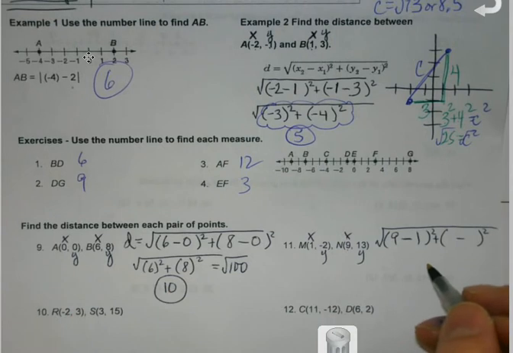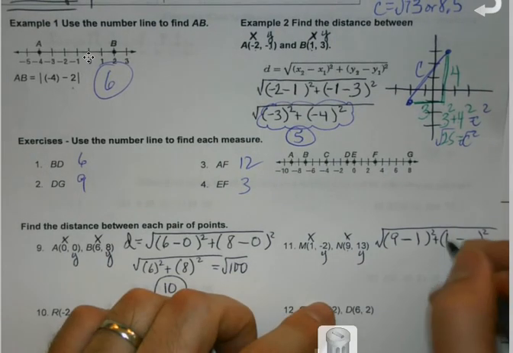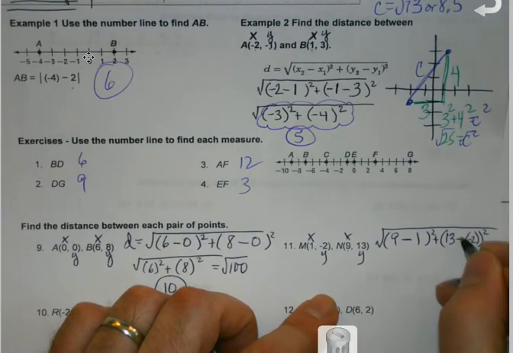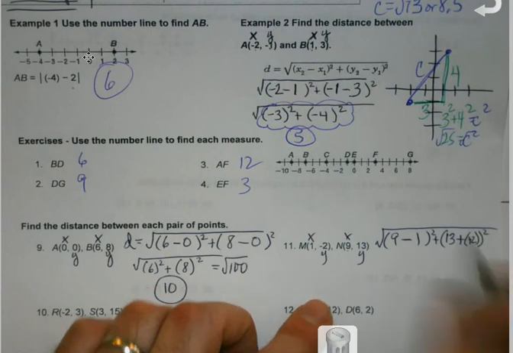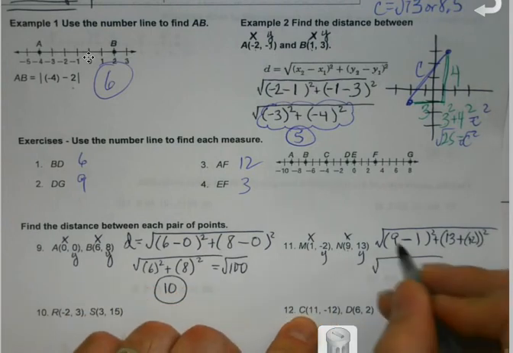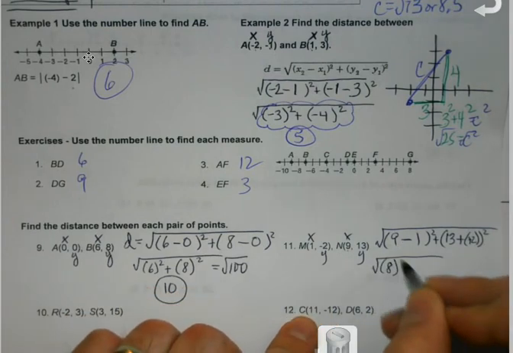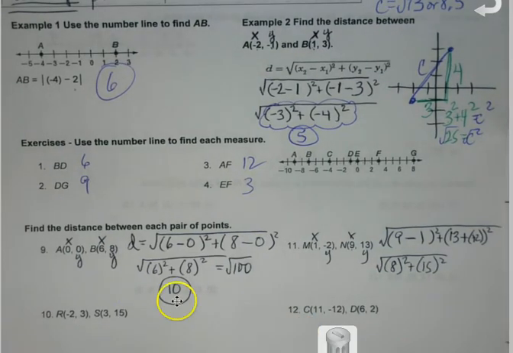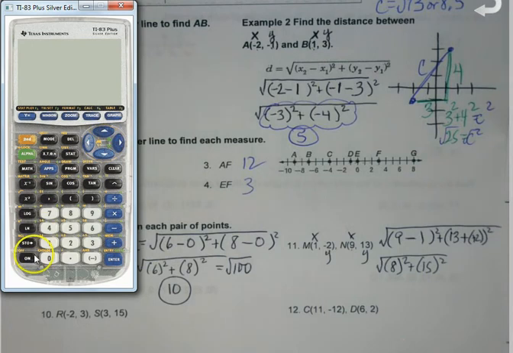Now, be careful. I'm going to go the same direction. I'm going to do 13 minus negative 2. But what happens when you minus a negative? So 9 minus 1 would be 8. 13 plus 2 is 15. And then I can let the calculator help me do the rest of it, and I'm going to be done.